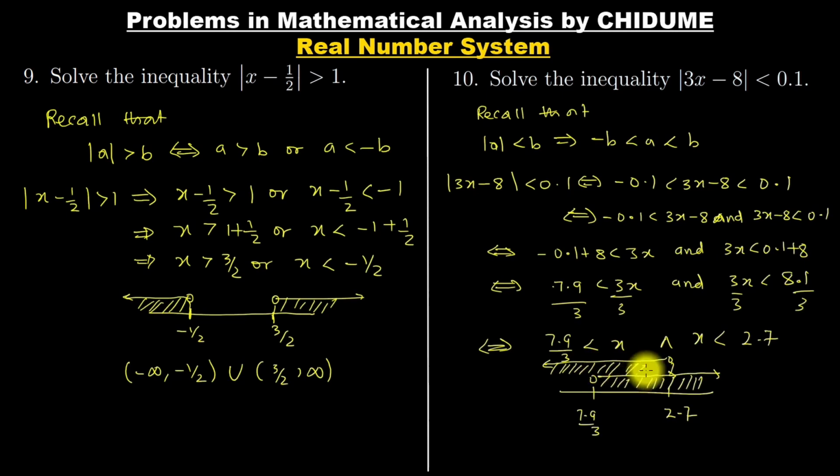So where do these two graphs intersect? The intersection is these common points here. So the solution set for this inequality is simply open at 7.9 over 3 and also open at 2.7. Alright, so we are done with this question.